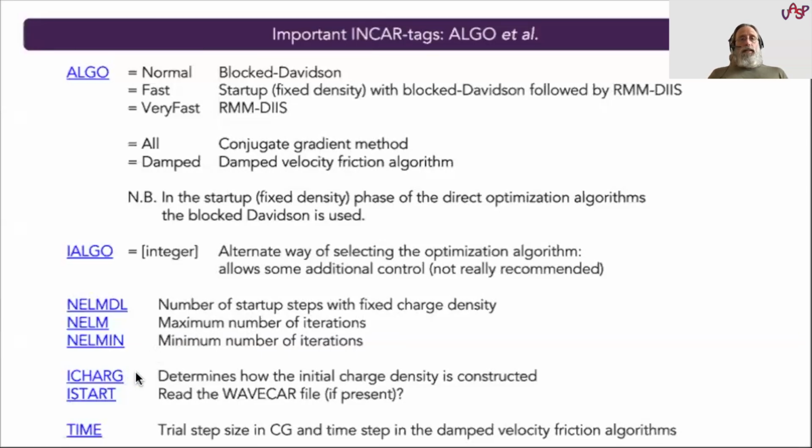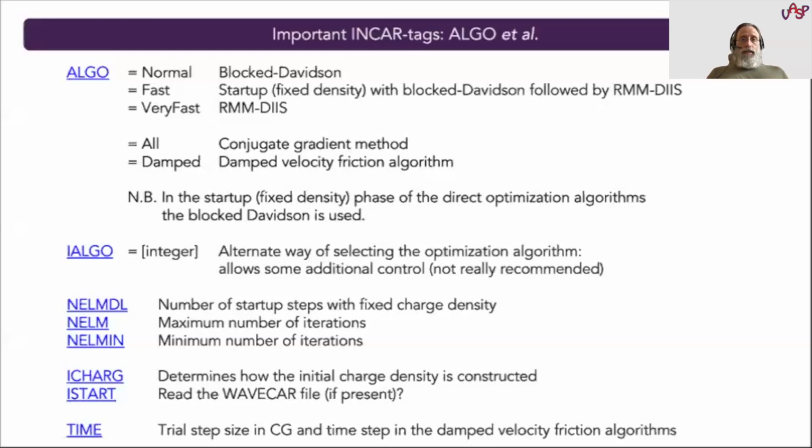Another important tag is ICHARG, which determines how the initial charge density is constructed. By default, if you start from scratch, it is constructed out of overlapping atomic charges. If you start from a WAVECAR file, it will use the density associated with those orbitals. So ISTART tells the code whether to use the WAVECAR file if present or not. By default, it will. So if it finds a WAVECAR file, it will try to restart from it.